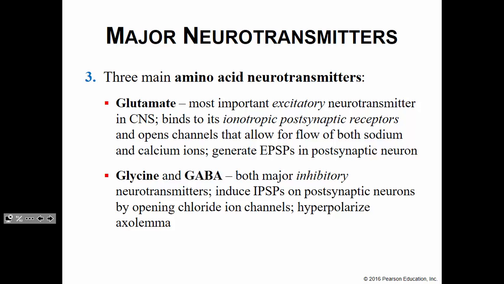Then you've got your 3 main amino acid transmitters. Glutamate is the most important excitatory neurotransmitter in the central nervous system. And it generates the EPSPs, the excitatory potentials, in the postsynaptic neuron. Then you have glycine and GABA that are inhibitory, and they induce the inhibitory effects on the postsynaptic neurons.